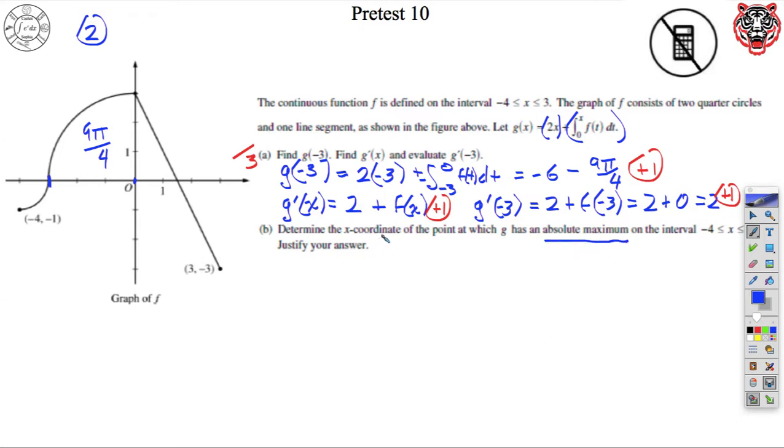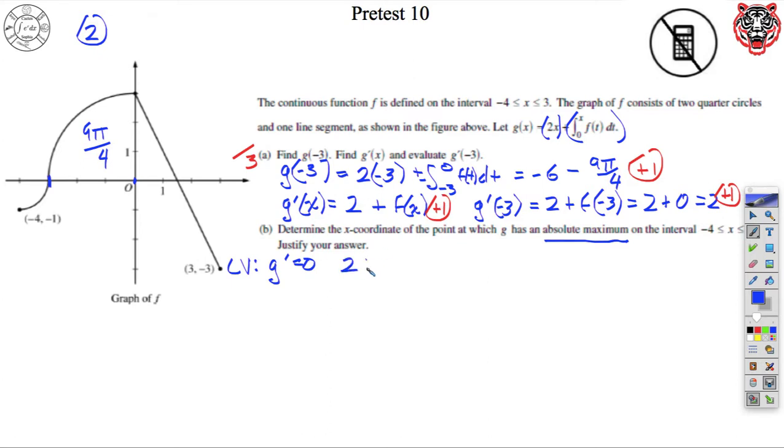This is the hardest problem on the entire test, because in order to find CVs, remember the definition of CV is where g prime is equal to 0. This is the definition of CV. I should write that here. So how do we find g prime equal to 0? We found g prime right here. We need to set this function equal to 0.